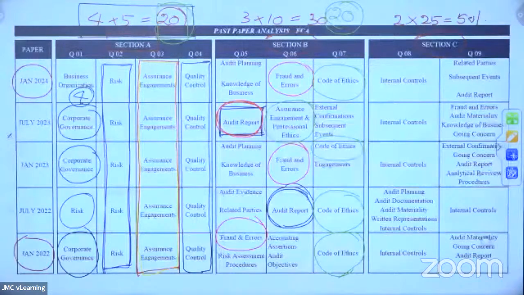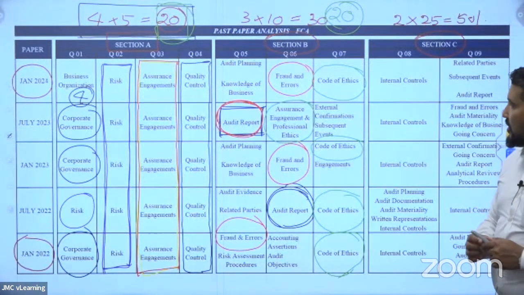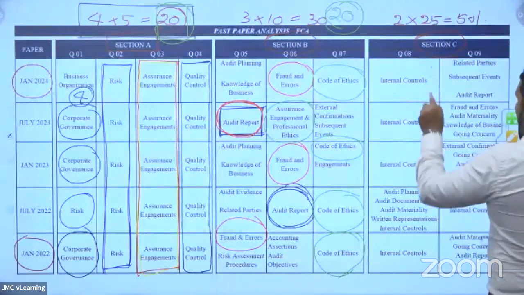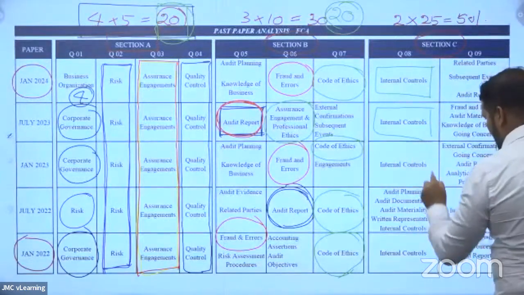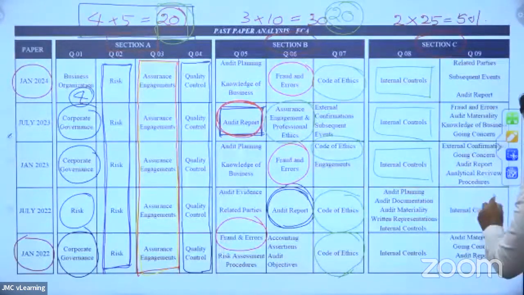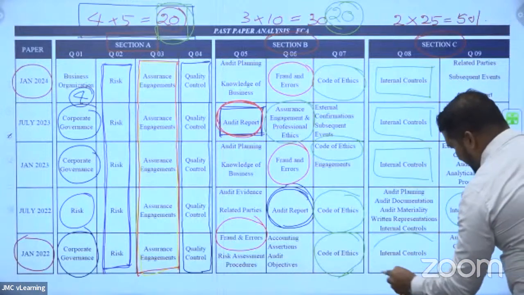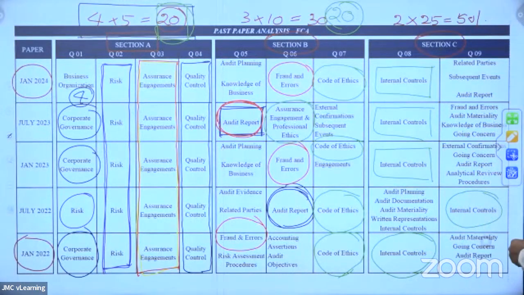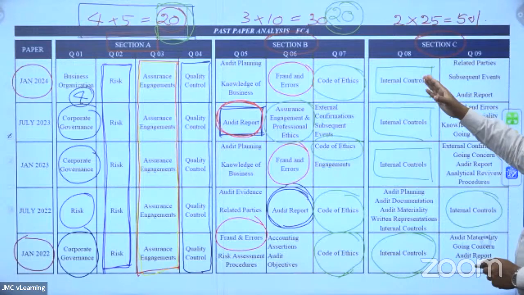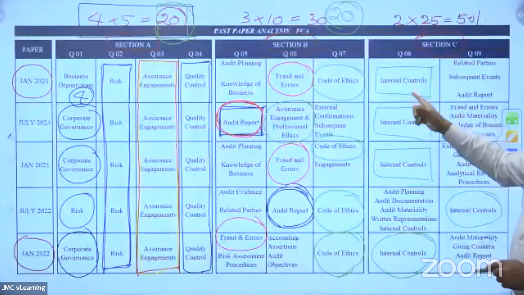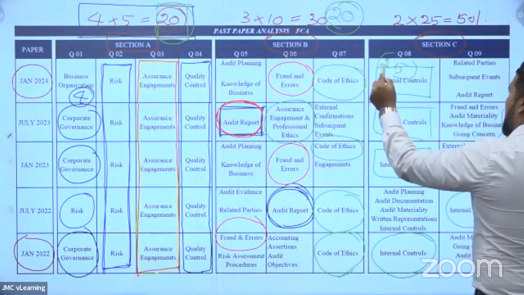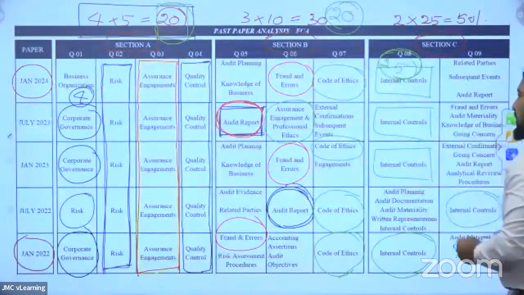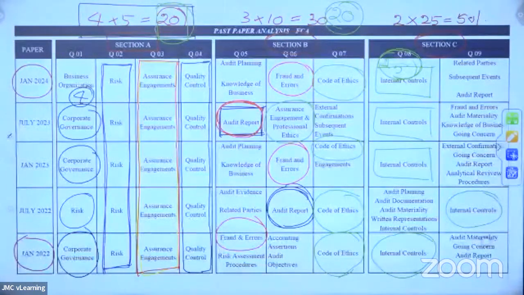Right. Okay. Then when you come to section C, one question will come from internal controls. So when you analyze the past 5 papers, every time one question came from internal controls where the total marks would be 25. So we are expecting the same trend for the upcoming paper as well.